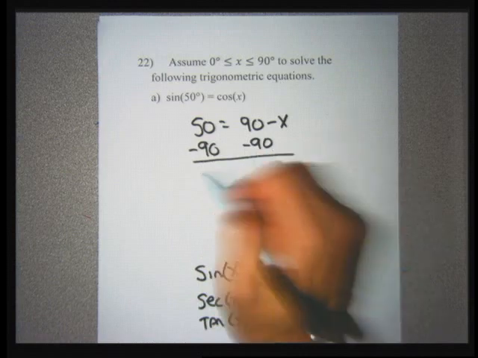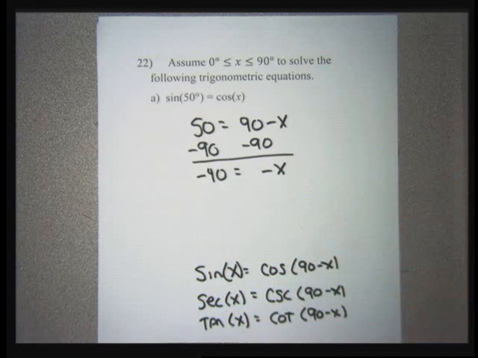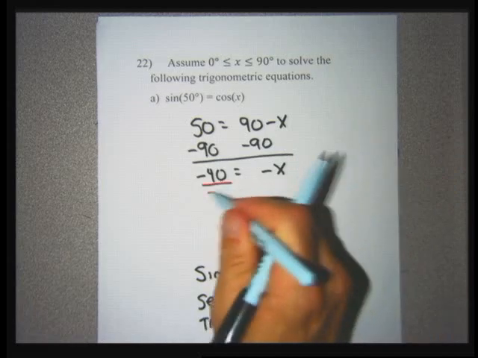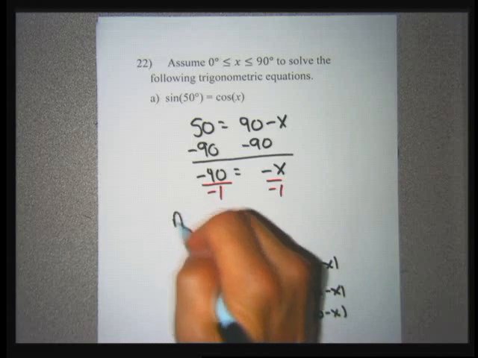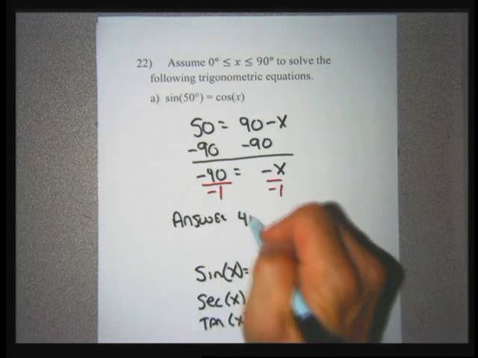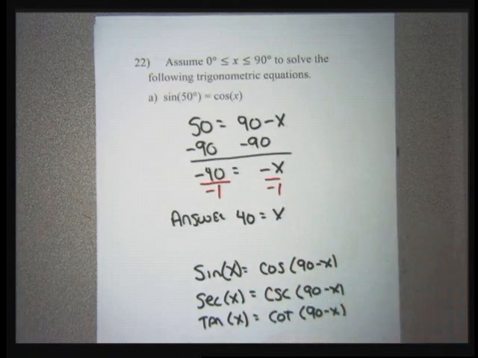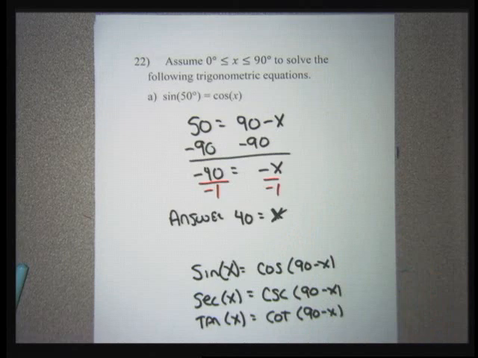That's going to give me minus 40 equals minus x. And then I'm going to divide both sides by a negative 1, and I'm going to get my answer of 40 equals x. I'm checking it without you seeing me check it, and that's the answer that I have written down. Do exactly the same thing for 22b.